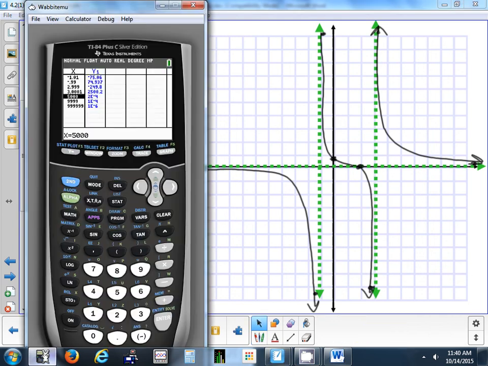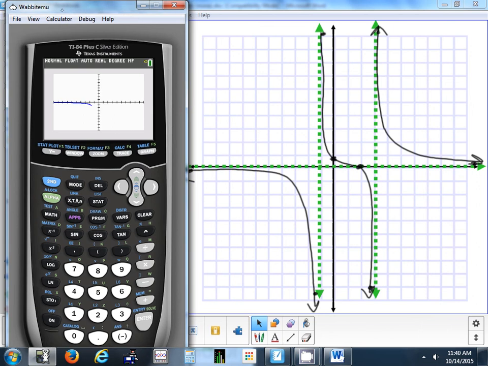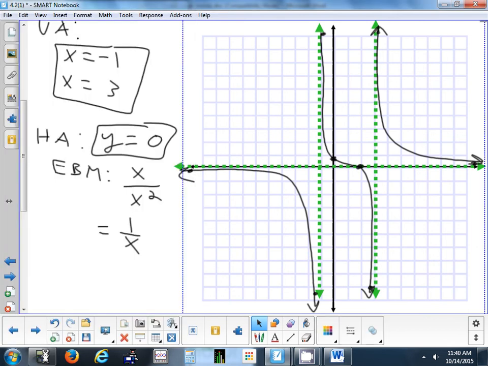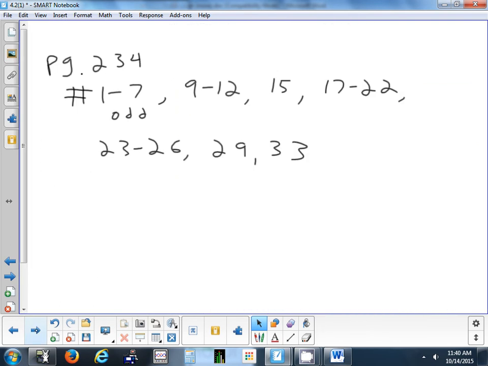Okay, let's compare that to our graph. Okay, again, looks pretty good. So that's how you do the last example. And again, here's the homework that's due tomorrow.